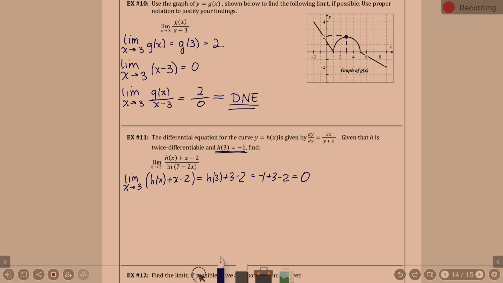Check your denominator. Limit as x approaches 3 of the natural log of 7 minus 2x. What do you get there? The natural log of 1. And what's the natural log of 1? 0. So did we get 0 over 0? Yep. We did. So, L'Hopital's, the limit as x approaches 3 of h of x plus x minus 2 over the natural log of 7 minus 2x.